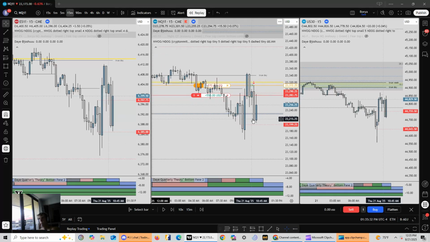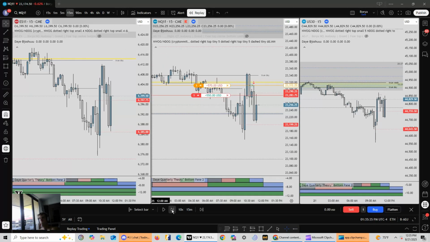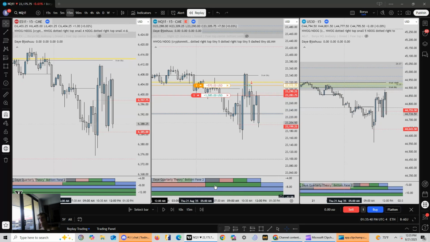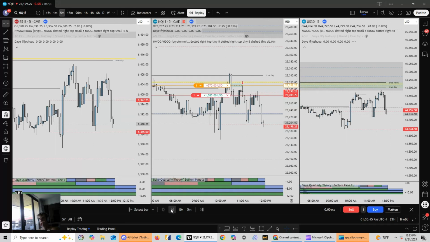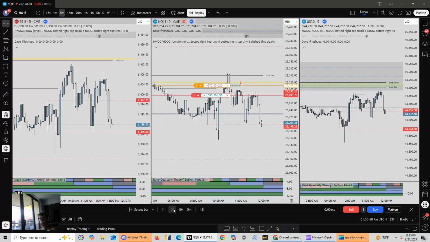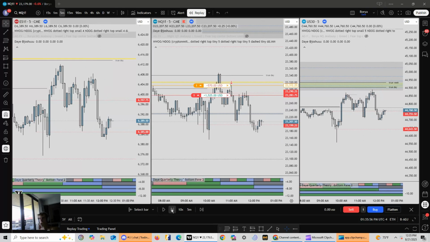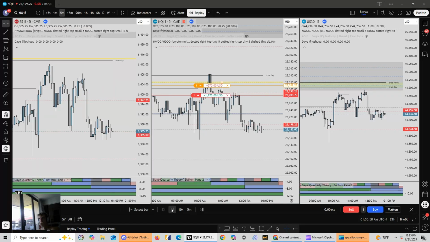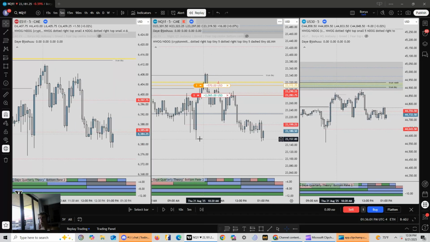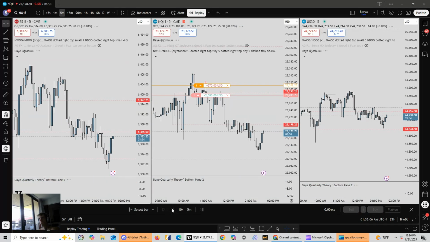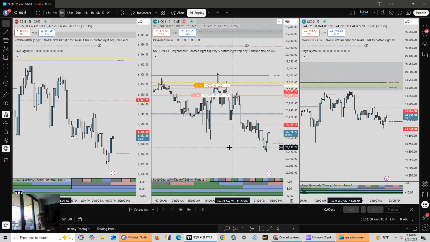We have a pullback, and then another pullback, and then okay, more expansion. All right, and let's see what's after that. Do we get to this low? Oh, I think this is current time now, almost. Oh, we do. So eventually we get to that low. Okay, and here is current time.